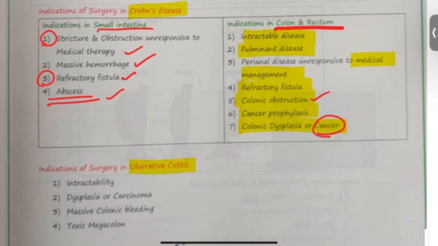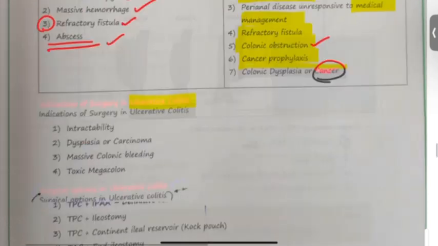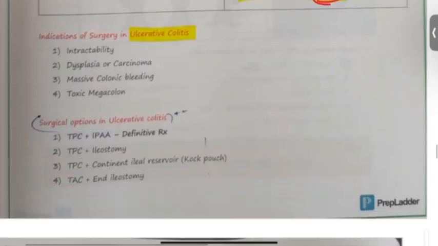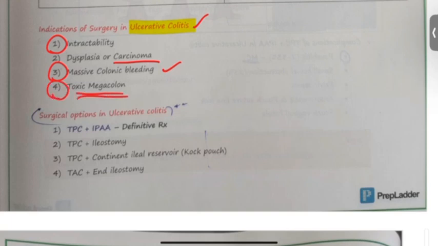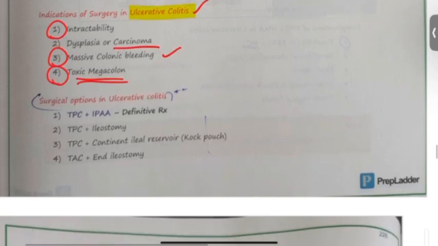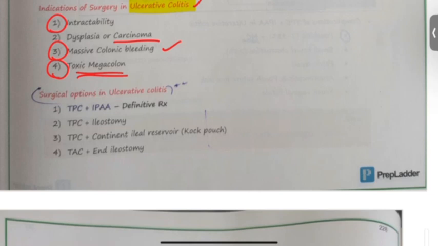Okay, in obstruction, in both cases, it is an absolute indication. Once obstruction happens, we will immediately have to go for surgical management. In other conditions, if there is a failure of medical treatment, then we will have to do surgery. Okay, indications of surgery in case of ulcerative colitis: again intractability, if it is not healing after medical management; also if there is a cancer, or if there is massive hemorrhage, or if there is a toxic megacolon. In all these conditions we will have to go for surgery in case of ulcerative colitis.